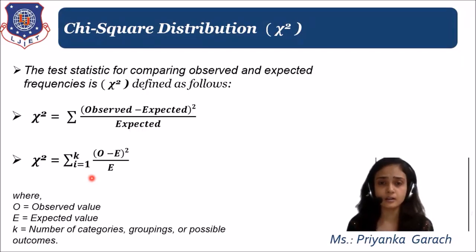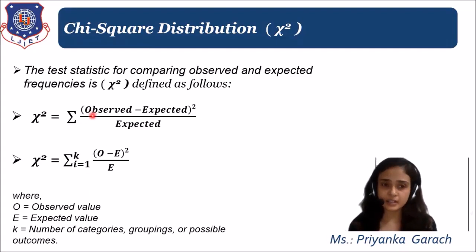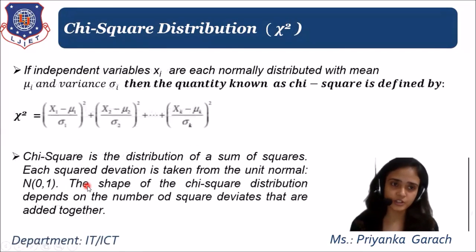This is the formula for the test statistic for comparing the observed and the expected frequency in the chi-square: the summation of observed minus expected, the whole squared, divided by expected. We write O as the observed value, E as the expected value, and K as the number of categories, groupings or possible outcomes. So this is the formula for the chi-square distribution.